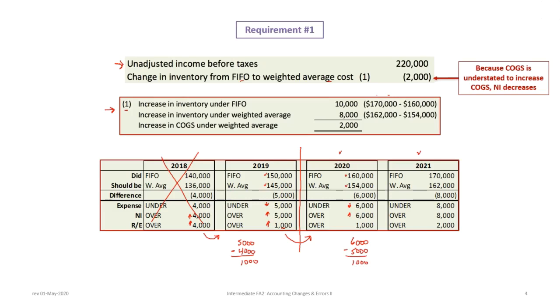Now we head over to 2021. Inventory errors self-correct over 2 years. So the 2019 is gone. We have inventory reported under FIFO of 170, would be 162,000 under weighted average, difference of 8. So same idea as in previous years, the inventory is overstated, the expense is understated, that means that the net income is overstated, and the retained earnings is overstated by $2,000 because we're only concerned about the 2 current years, and that is 8,000 in 2021 minus the 6,000 in 2020 gives you a difference of 2,000.